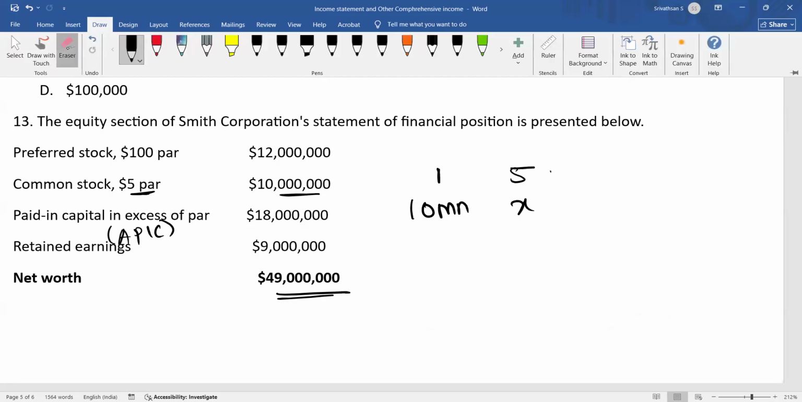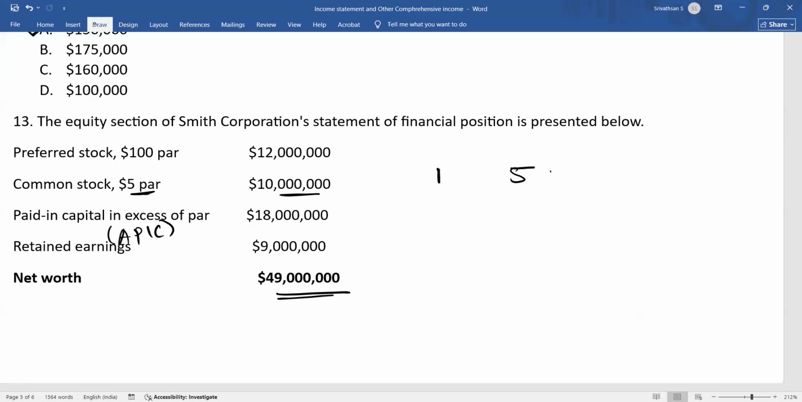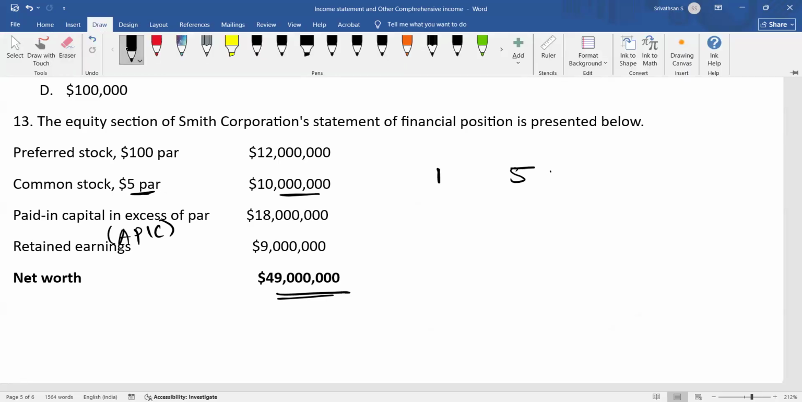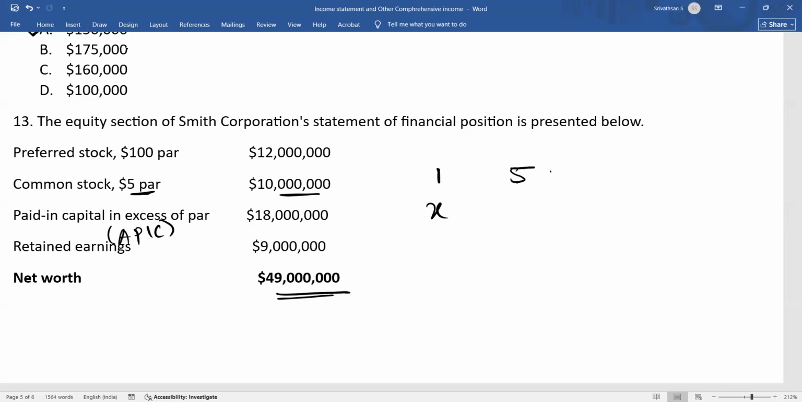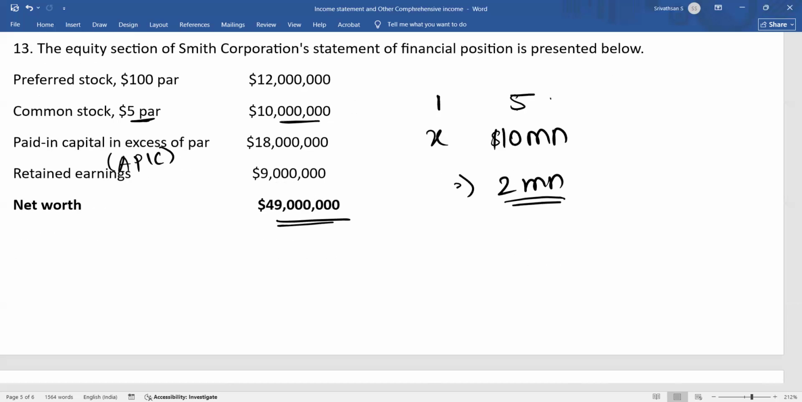Sorry, I'm messing it up. Extremely sorry. If the face value of one share is 5, then how many shares would the company have issued for $10 million? So 10 million by 5, we get 2 million. So 2 million is the total number of outstanding shares, right?